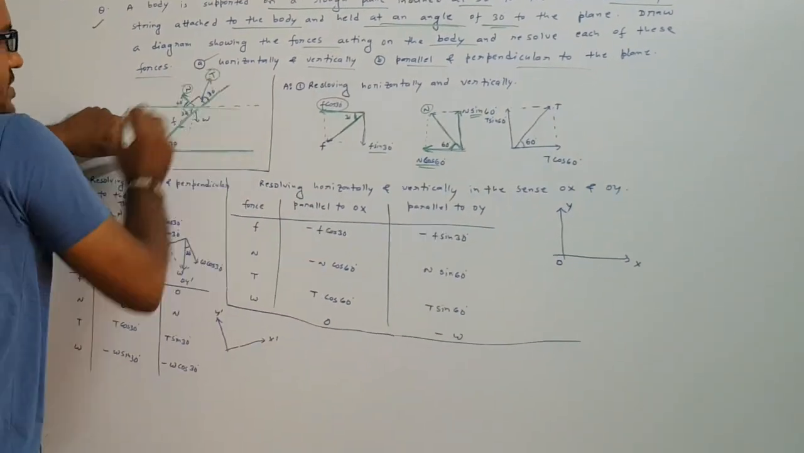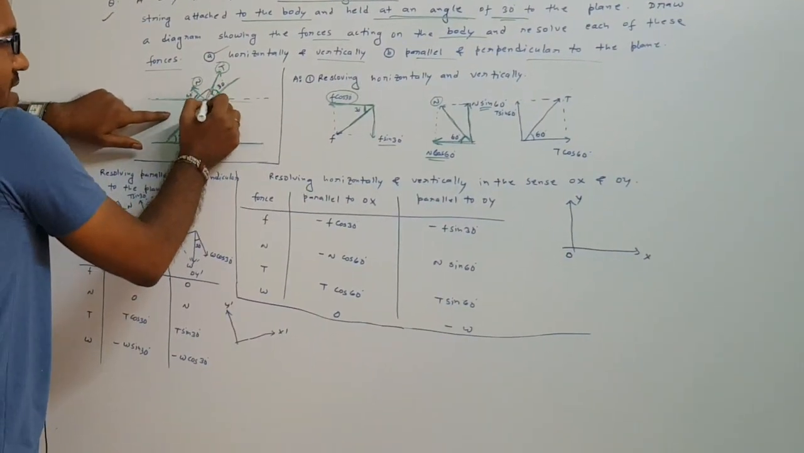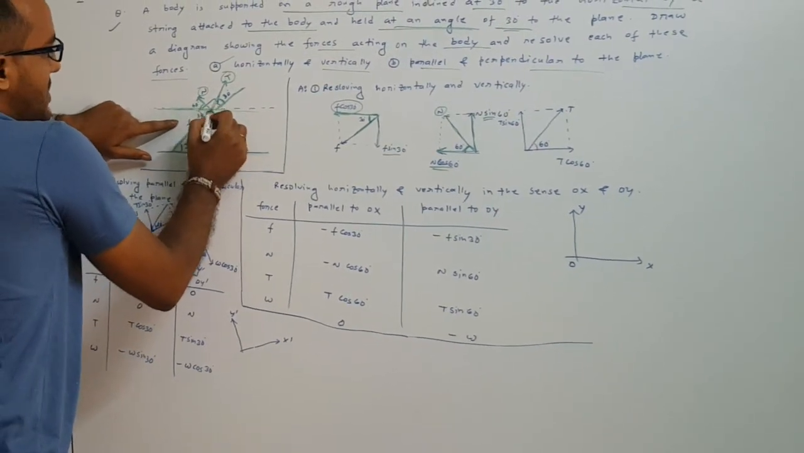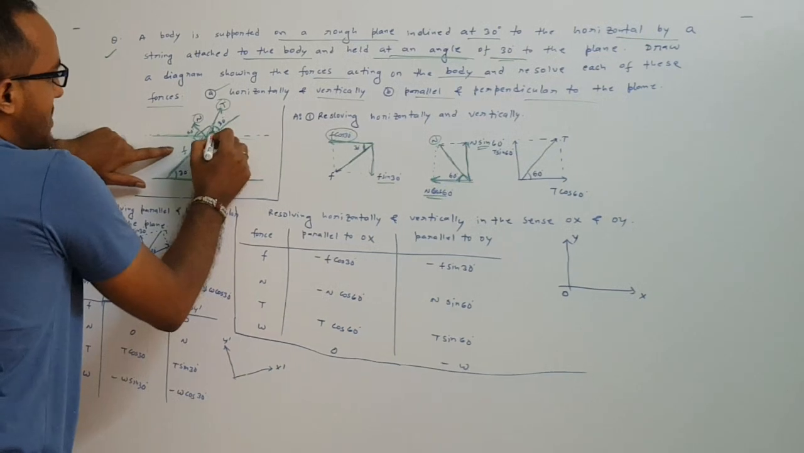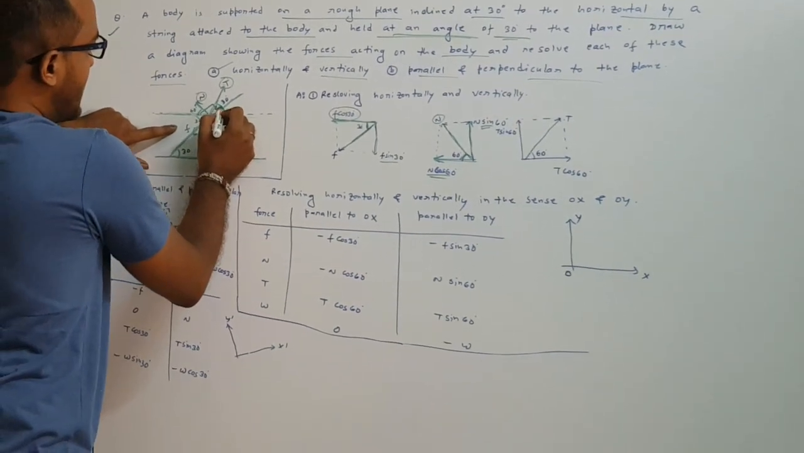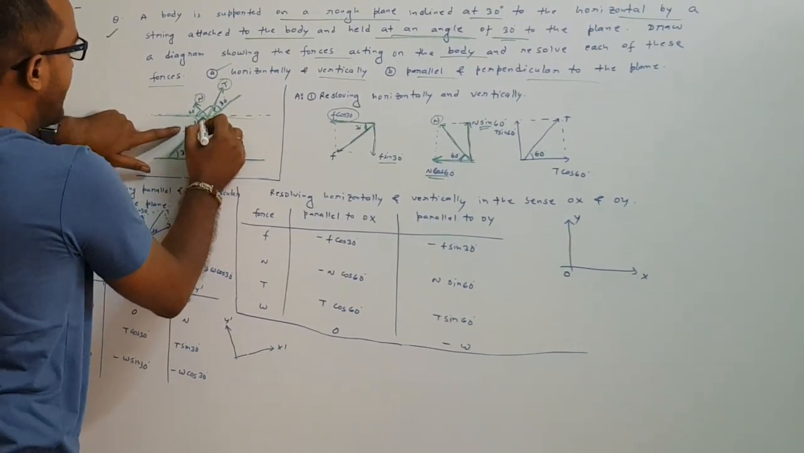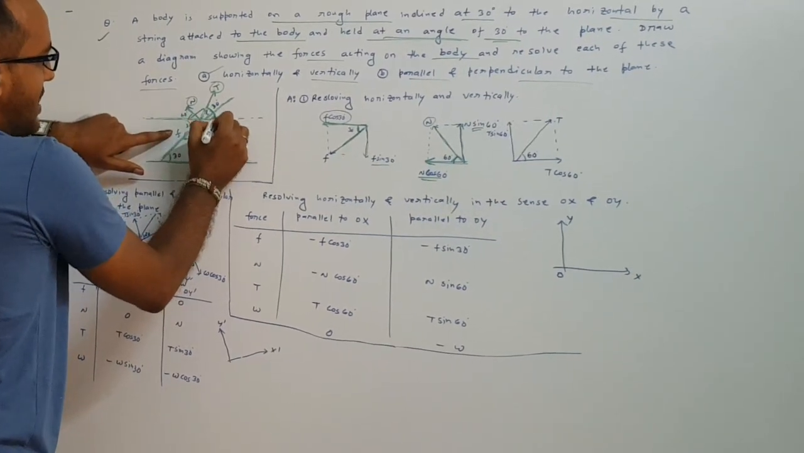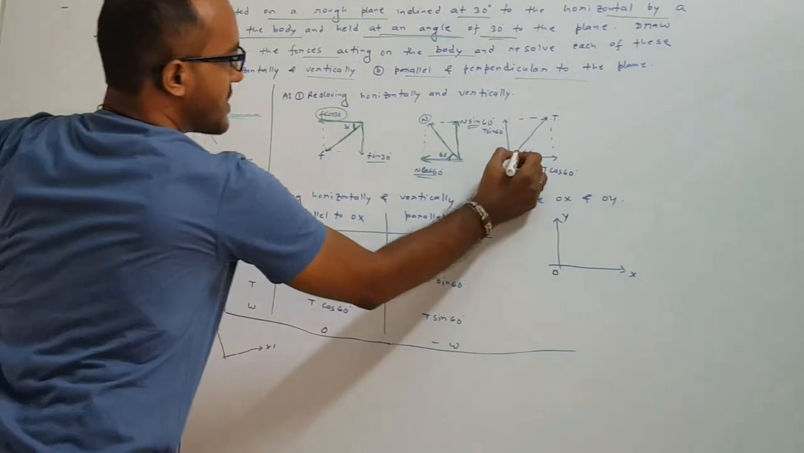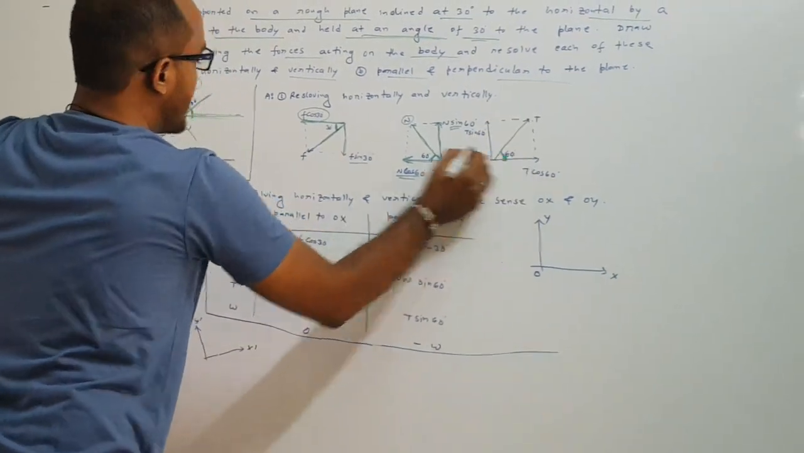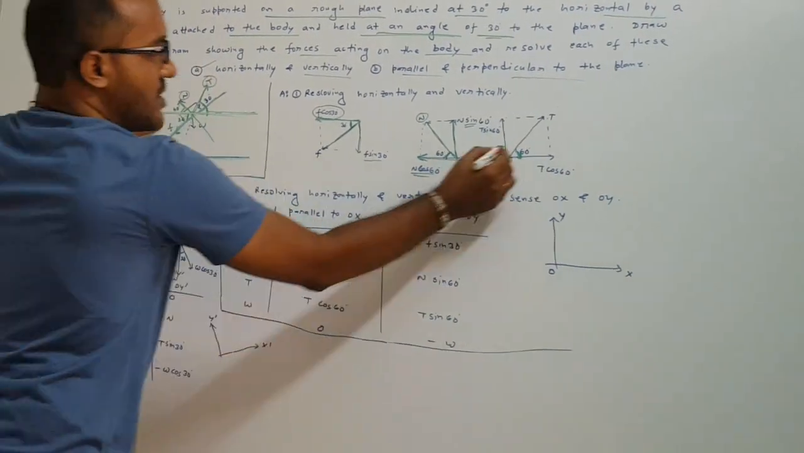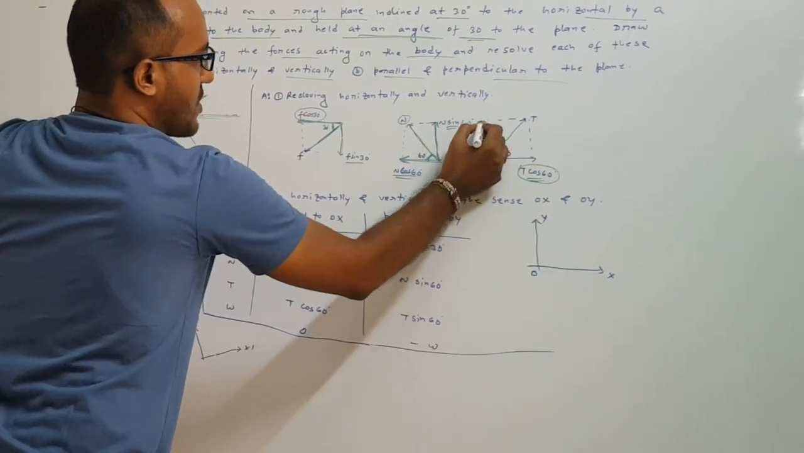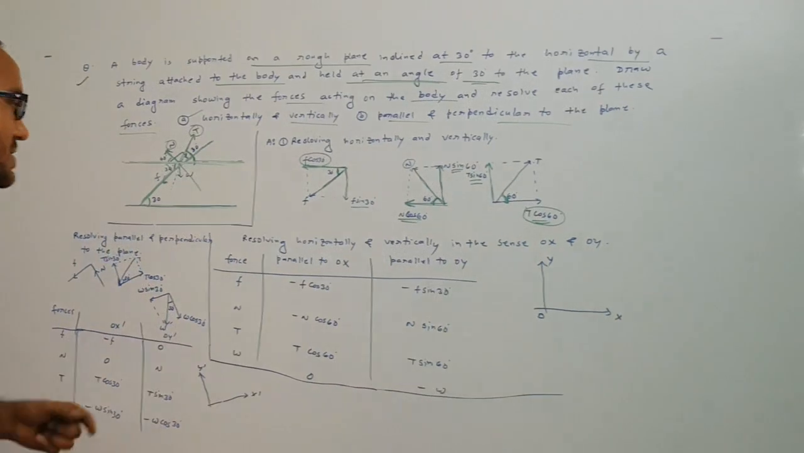Now let us resolve for T. Now this is your angle 30 degree. See, if this angle is 60 degree, then this is your 30 degree, and if this is 30, then this should be 30. So 30 plus 30, that means this total angle with the horizontal is 60 degree. So T is making 60 degree with this horizontal. So our attached component would be T cos 60 and our perpendicular component would be T sin 60.